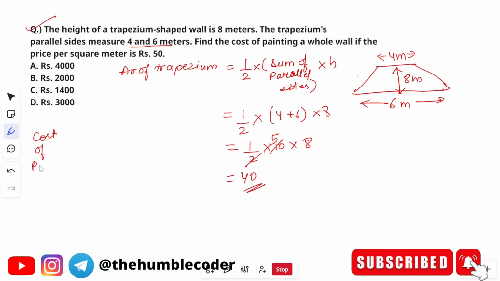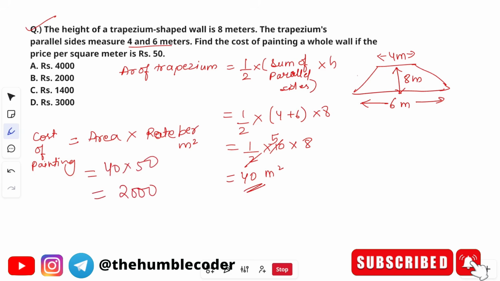Cost of painting will be equal to, see, we have to paint the entire area, and rate per meter square is given to us, right? So area that we have is 40 meter square, and rate per meter square is 50. So the final cost will be 2000, right? 4 5s are 20, and then these two zeros. So 2000, which is option B, will be the correct answer for this question.